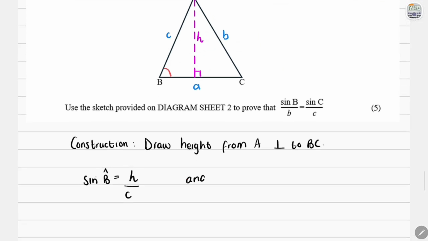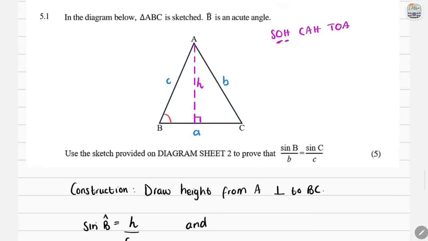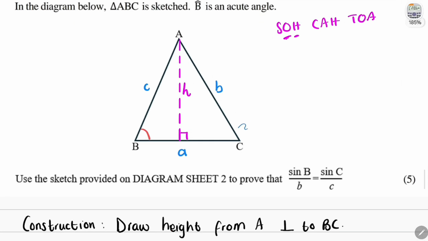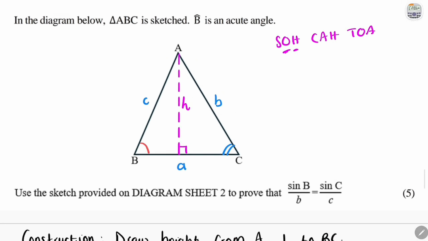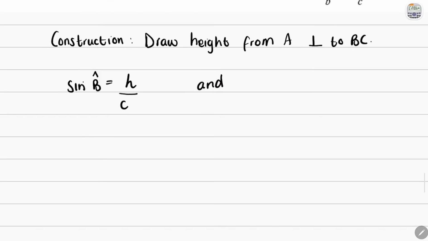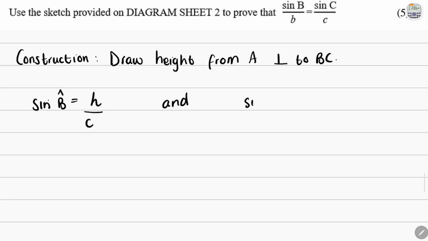That's sine angle B. Then we can also form sine angle C. Here's angle C over here. If we take sine, it's opposite over hypotenuse. So opposite angle C in this right angle triangle, because we are using a trig function, so it must be a right angle triangle, that is H over this hypotenuse of B. So H over B. Let's write that down: sine angle C equals H over B.